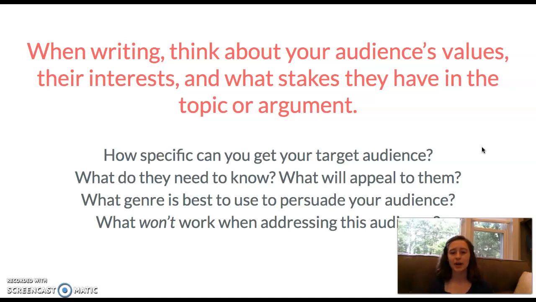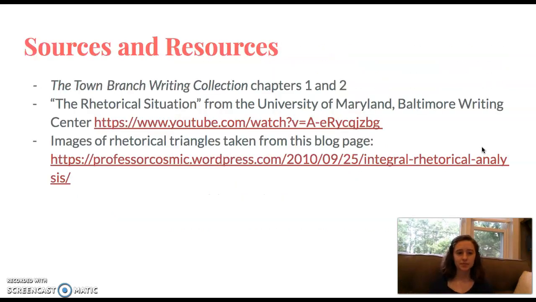What genre is the best to use to persuade your audience? Maybe you might look at a campaign video and you might argue about why that video was much better for this political campaign than just a press release. And then think about what won't work when addressing this audience. And you might think about generational divides, cultural divides, racial divides, and why certain things work for certain audiences.